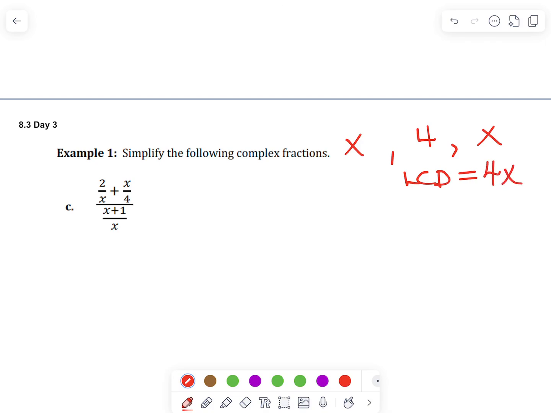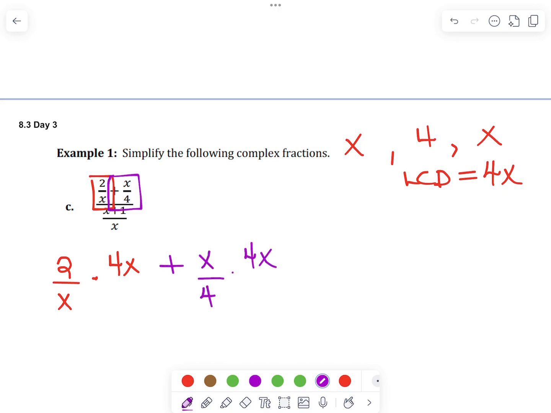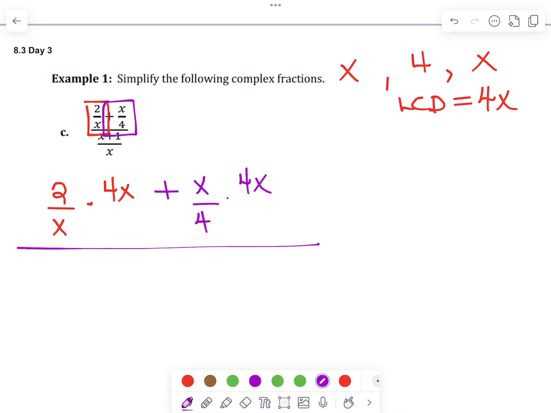So what we do is we multiply all of the terms by 4x. So here's our first fraction. We're going to multiply that by 4x. Then our second fraction, we multiply it by 4x. Then we have our denominator here, x plus 1, and we multiply it by 4x. So all three fractions we multiply by the LCD.